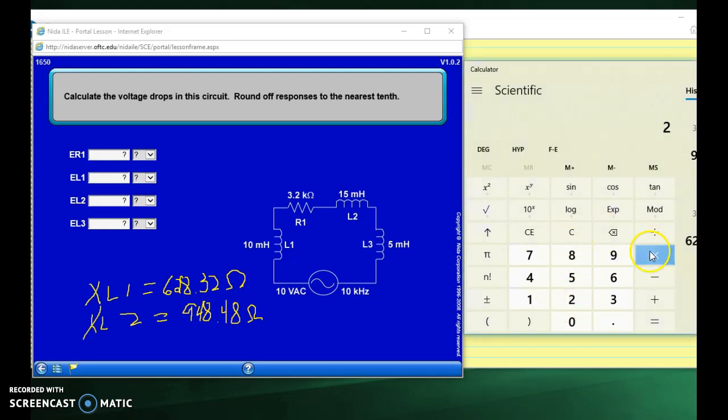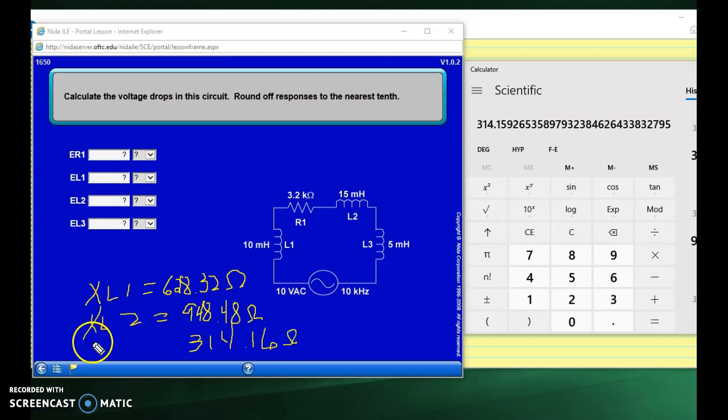We'll say 2 times pi times 10 times 5 equals 314.16 ohms. So let's try it again. 314.16 ohms. Again, I know my writing's pretty terrible, but I'm doing this with the mouse. And this is just the best I can do. So there we go. We've got that.